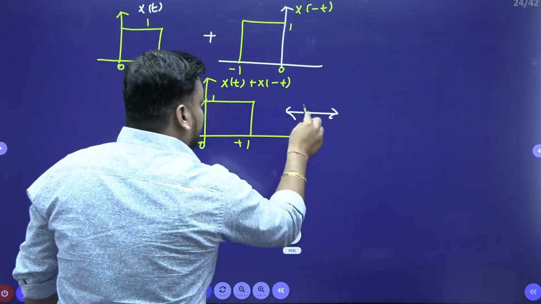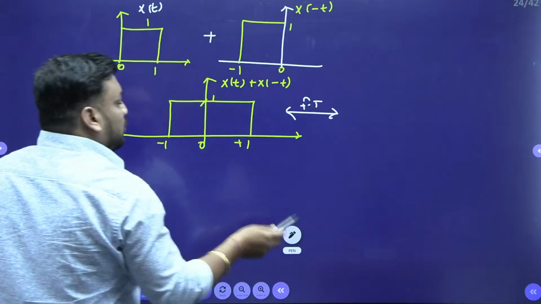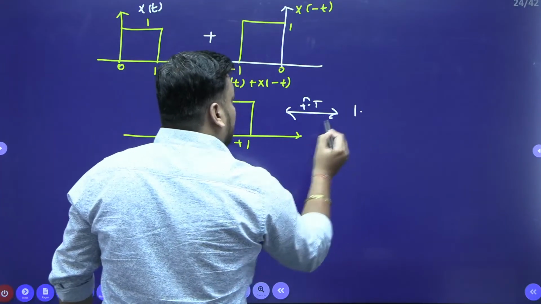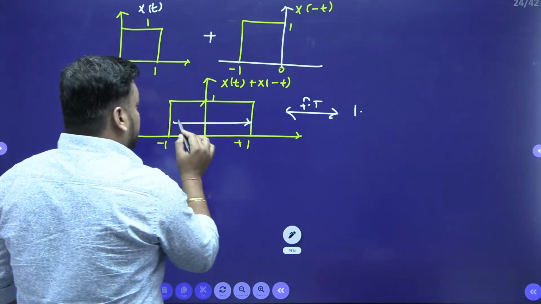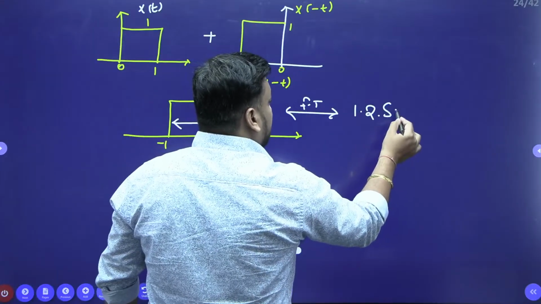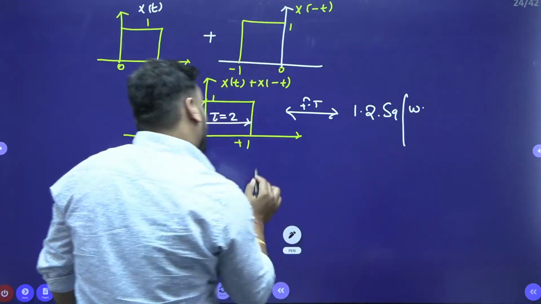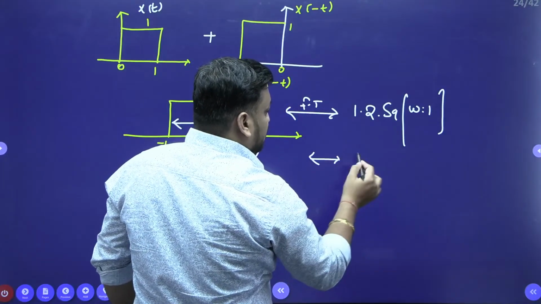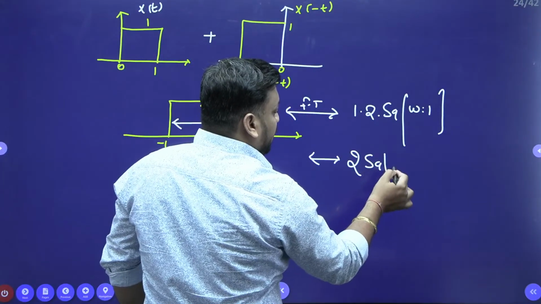Don't you think it is very easy? The Fourier transform is A tau sampling of omega tau by 2, that's it. So what is A? A is 1. What is tau? Tau is from minus 1 to plus 1, it means tau value is 2. So A tau means twice sampling of omega tau by 2, tau by 2 is 1. So your final answer is nothing but twice the sampling of omega.